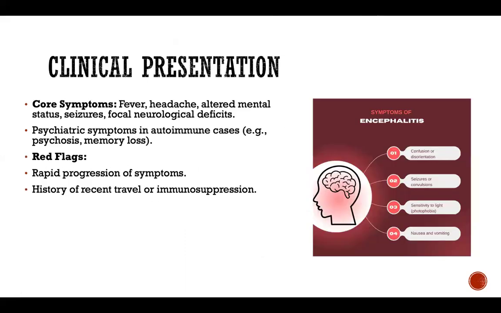So, clinical presentation of encephalitis. Core symptoms include fever, headache, altered mental status, seizures, and focal neurological deficits. In some autoimmune cases, you can see psychiatric symptoms as well, such as psychosis or memory loss. In the clinical setting, some of the red flag symptoms we must look for are if the symptoms rapidly progress, or if the patient has had a recent travel history, or if they're on any type of immunosuppressive drugs. And here's another photo with all the symptoms we just talked about.